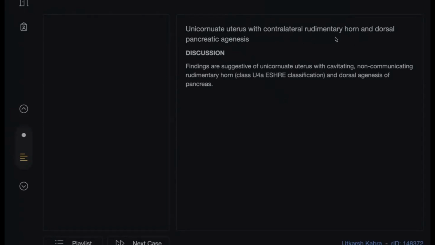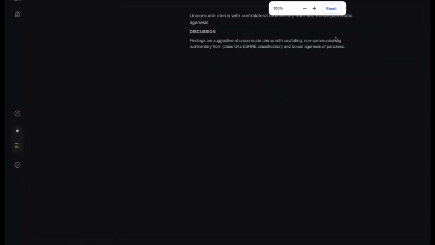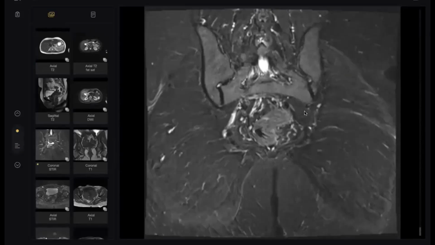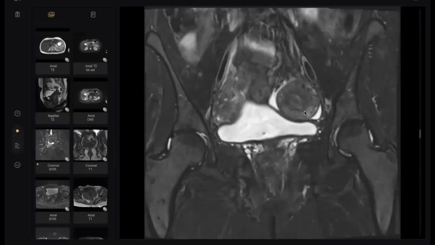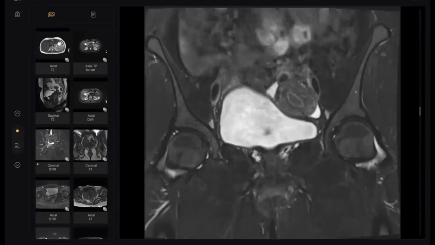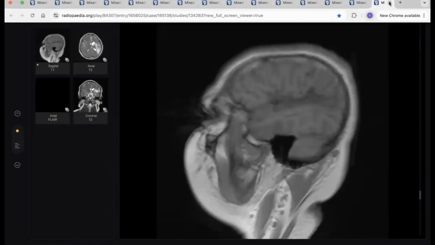But anyway, if you tell the examiner these details, he will pass you. No problem. Okay. Thank you, doctor, so much. Thank you so much, sir. The answer again of this case, my colleague, in my opinion, this is a bicornuate uterus with rudimentary horn, plus dorsal pancreatic agenesis. Thank you, doctor, so much.